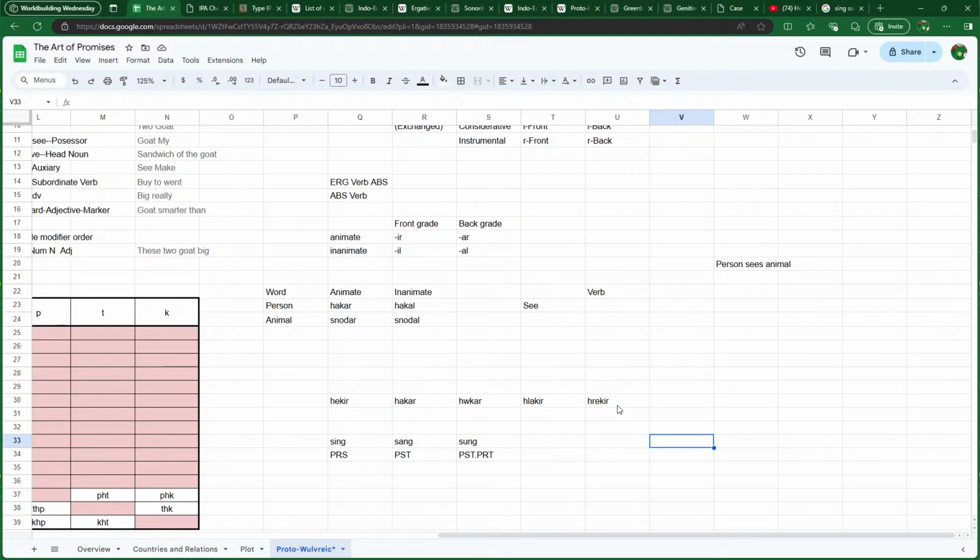Those are the different forms, and that's just for animate. If it was inanimate, it would be Hakil, Hakal, Hwakal, Hlakil, and Hrekil.